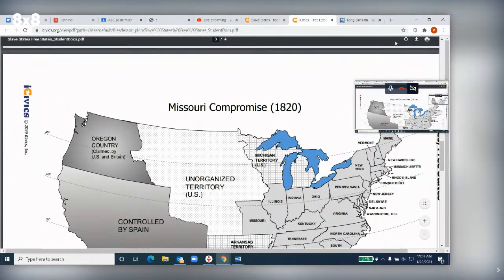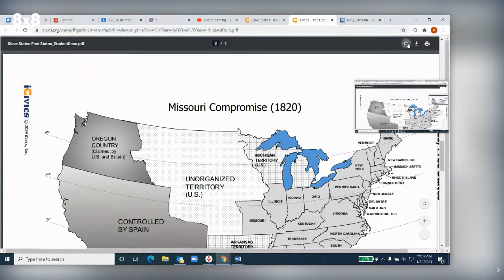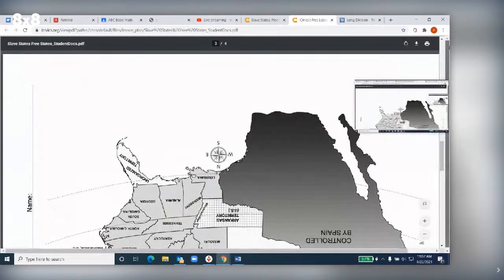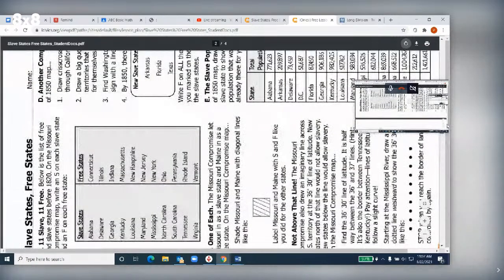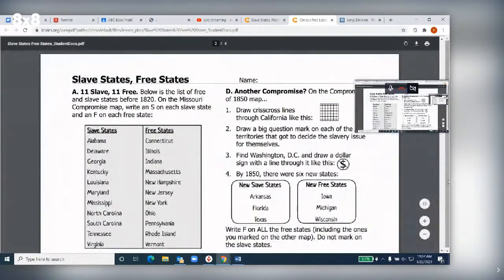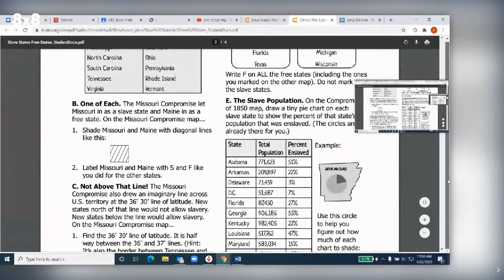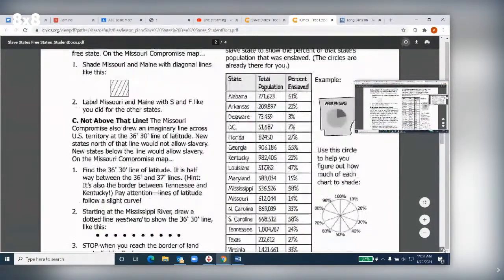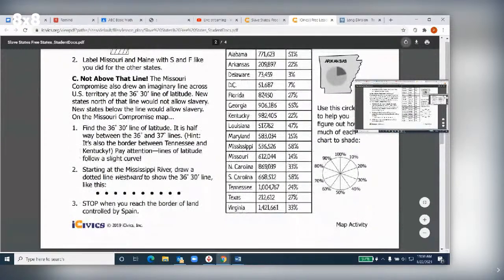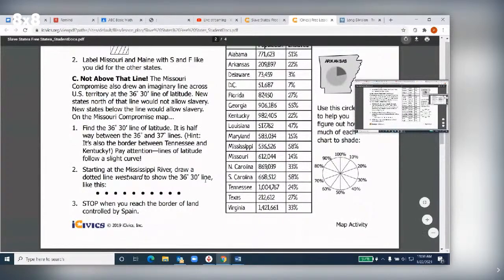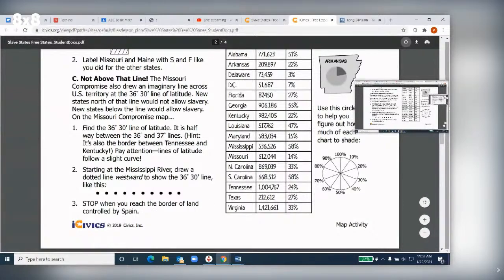Okay. So what this exercise asks you to do, let me get this back so you guys can see, is to use the map to do some drawing. It says shade Missouri and Maine with diagonal lines like this. Label Missouri with S because it's a slave state, and Maine with F for free. Okay. And then it asks you to find that line, which we just did. Starting at the Mississippi River, draw a dotted line westward to show the 36°30' line, and then stop when you reach the land controlled by Spain.